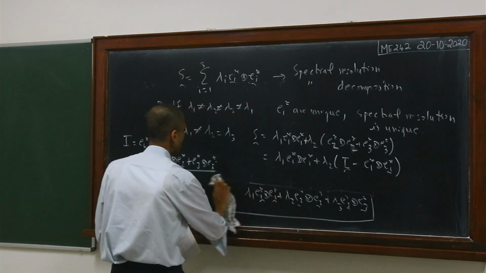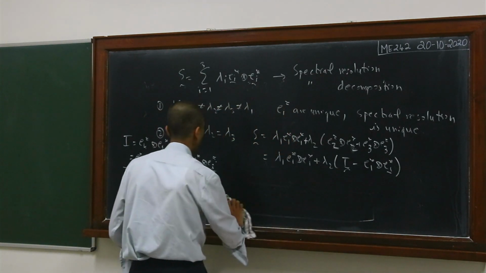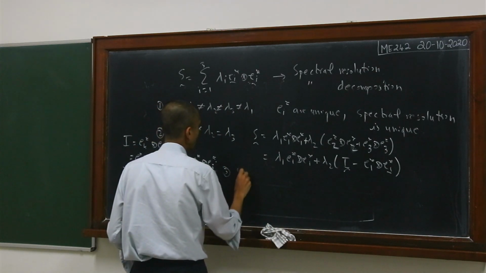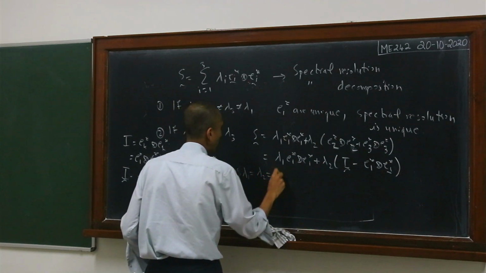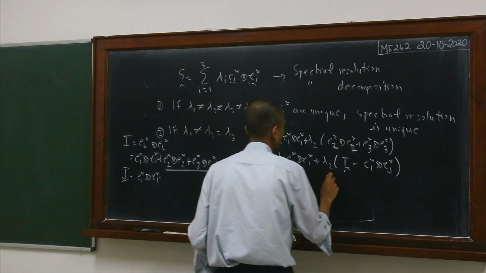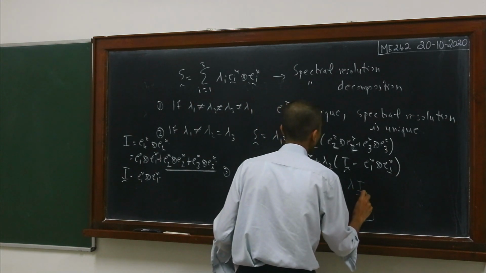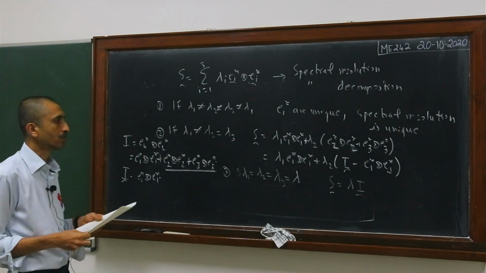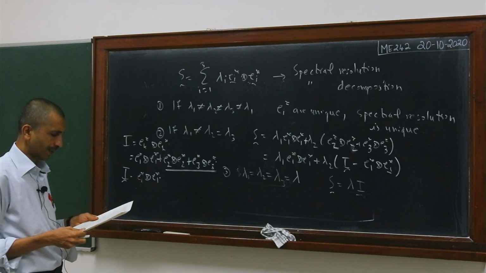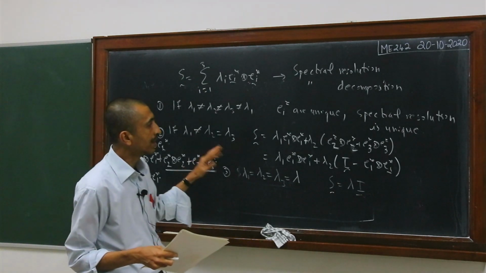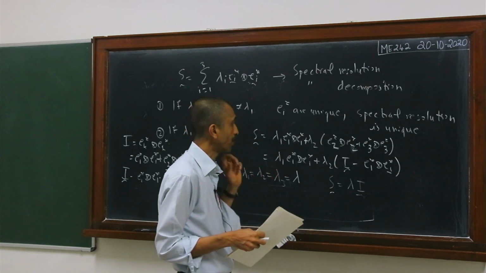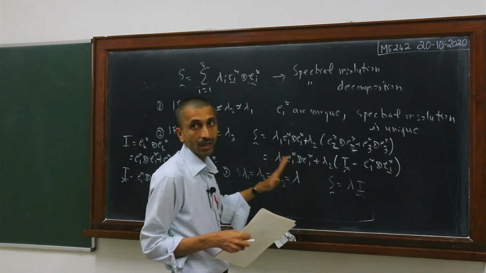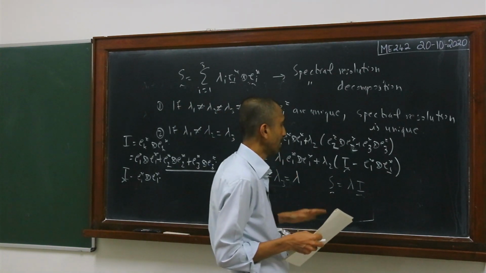And then the last case is where all the eigenvalues are repeated, the third case. Lambda 1 is equal to lambda 2 is equal to lambda 3 is equal to lambda, and in that case we have that S is equal to lambda I. We have seen this. The identity tensor is also unique, so in this case also you have uniqueness of the spectral decomposition. To summarize, although the eigenvectors corresponding to repeated eigenvalues need not be unique, in all cases your spectral resolution or spectral decomposition of a symmetric tensor is unique.